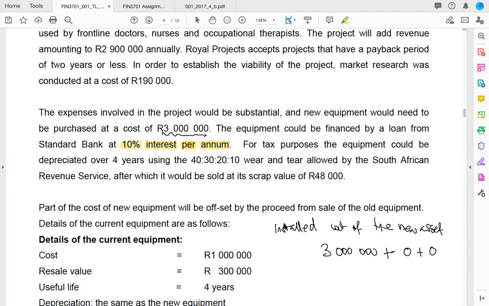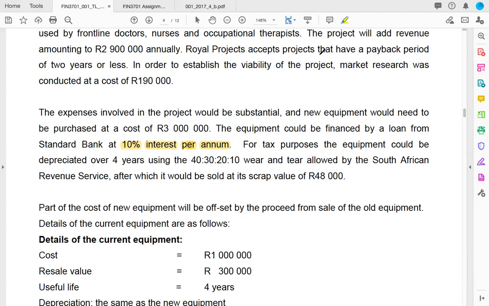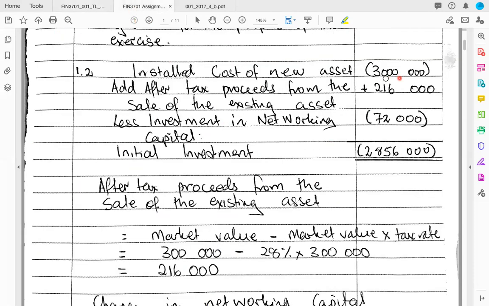So the installed cost of the new asset is simply a sum of the cost price of the new asset, right? Cost price of the new asset plus delivery expenses associated with the new asset plus installation expenses. We do not seem to have any of those here. We just have the cost price of the new asset. So that will be the installed cost of the new asset, which is 3 million.